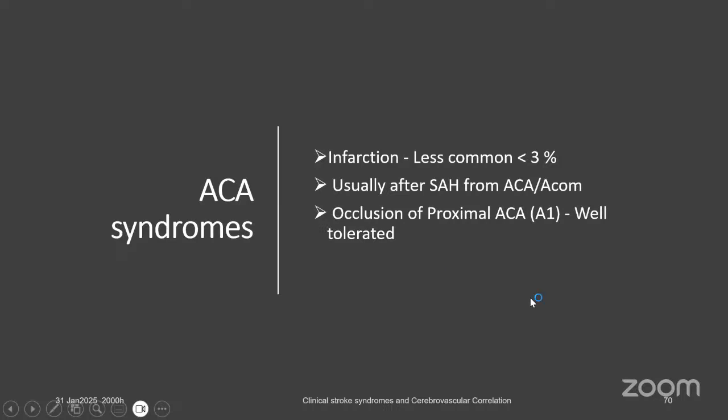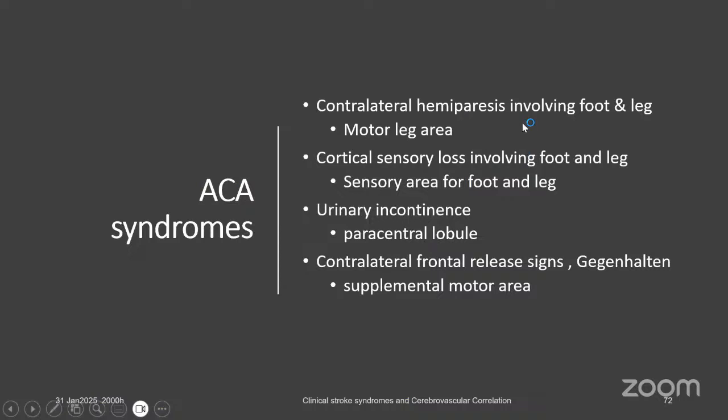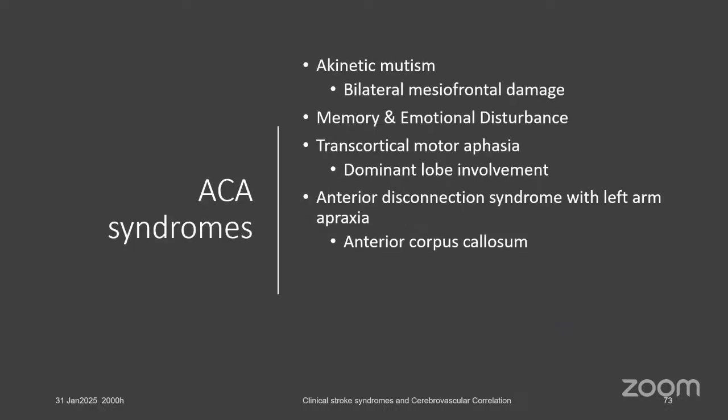If there is occlusion of the proximal branch, it is well tolerated. Anterior cerebral artery syndrome causes contralateral leg weakness more than the hand weakness, and contralateral leg sensory loss, and apraxia and abulia; if it's on the left side, apraxia is more common. Contralateral hemiparesis involves the foot and leg because of the leg area of the cortex, and the sensory area for foot and leg is involved. Urinary incontinence is also seen because the paracentral lobule is the control center for micturition. Contralateral frontal release signs, Gegenhalten, are also seen because of supplementary motor area involvement.